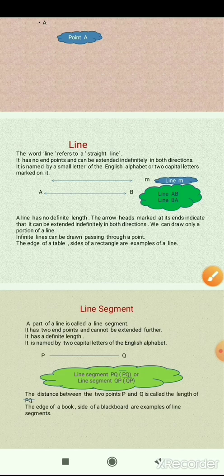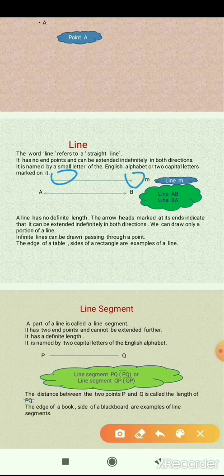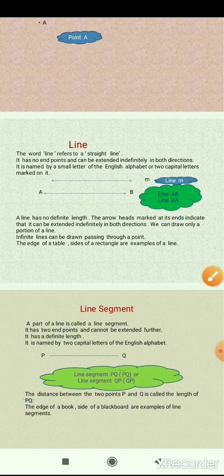A line has no definite length. Here the arrows in both directions mean we can extend it indefinitely, and it has no definite length. The arrowheads marked at its ends indicate that it can be extended indefinitely in both directions.